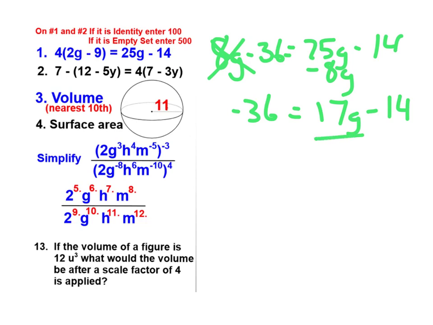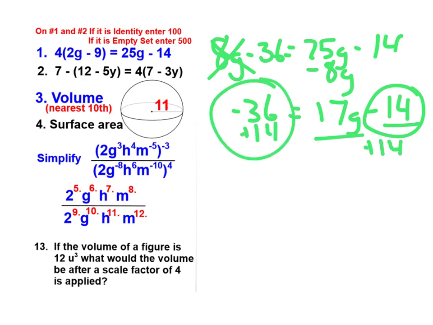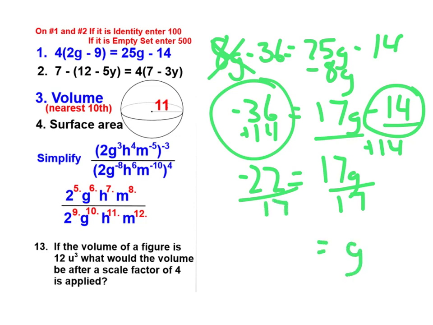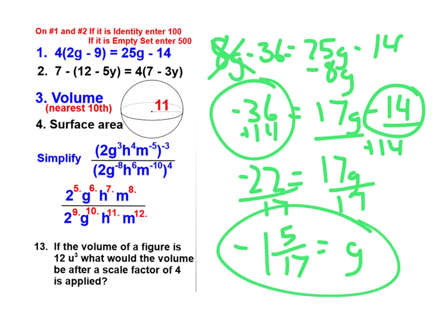So they did this, then this. So I need to undo that. The opposite of that is add 14 to both sides. These have different signs, so I actually need to subtract, sign of the larger. And I am down to negative 22 equals 17g. I divide by 17, and my answer is negative 1 with 5 remainders, so negative 1 and 5/17, and there's your answer. All right, let's try the second one.